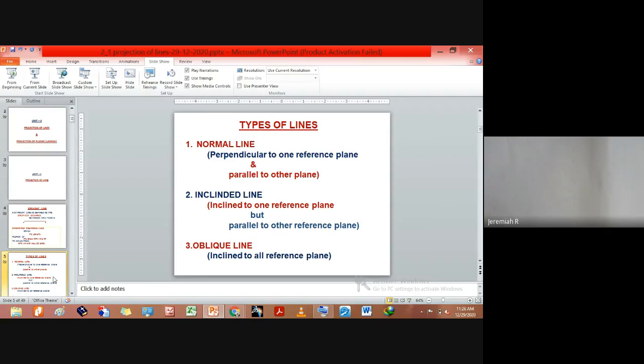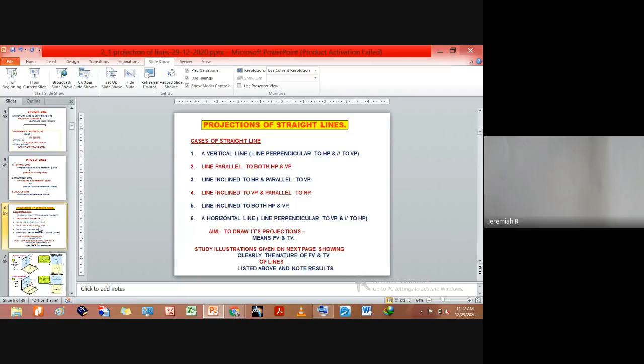I already told you, in the exam you'll have problems based on the oblique line only. You'll not have other simple questions. You'll have problems with lines inclined to both HP and VP. After that, we have seen these cases. We'll just recap and continue.